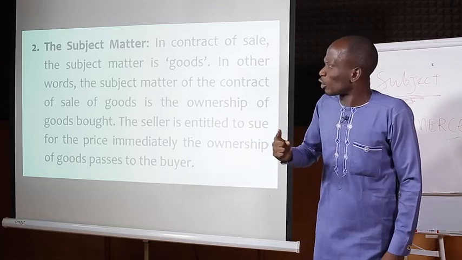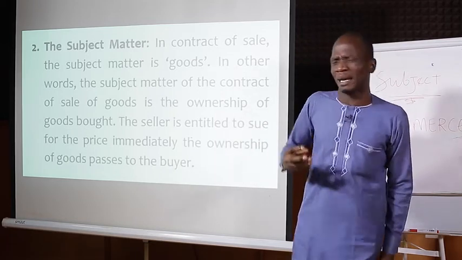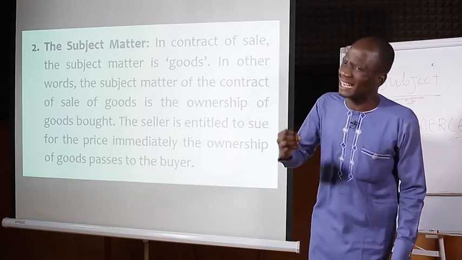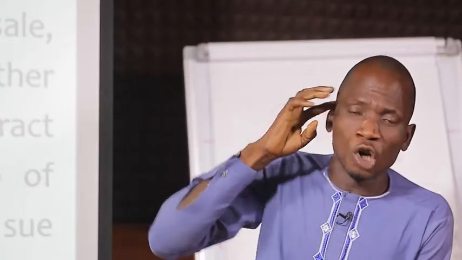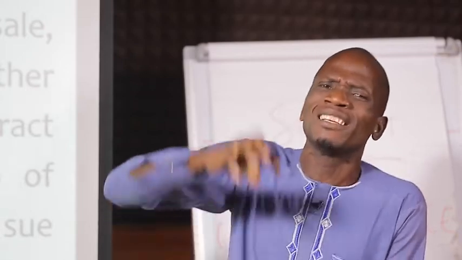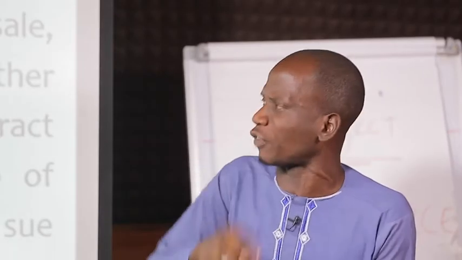Now, the second term of sale is what we call the subject matter. Learners, when we are talking about the subject matter in a contract of sale, the subject matter is goods. The subject matter is the goods or the product. So under the law of contract of sales of goods, the subject matter we are actually talking about is the goods or the product that is involved in the transaction.